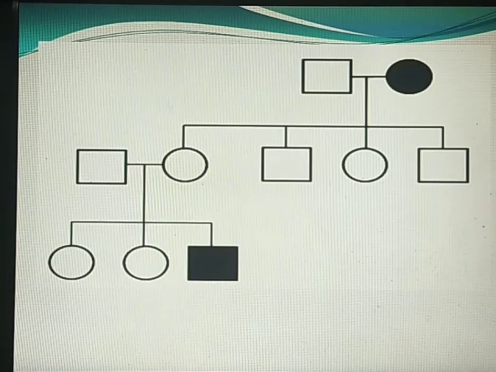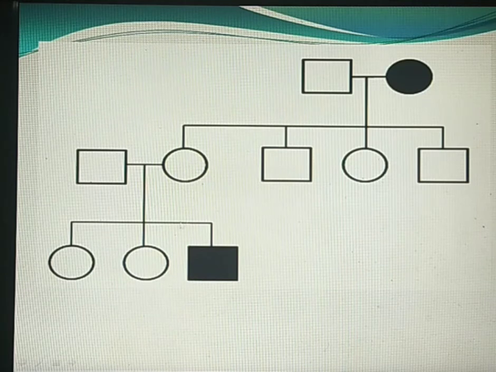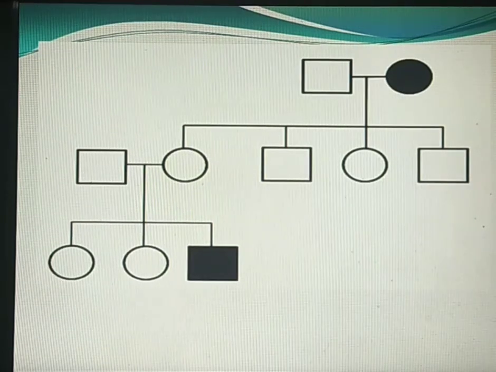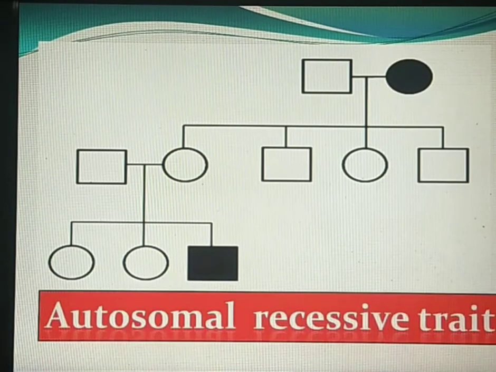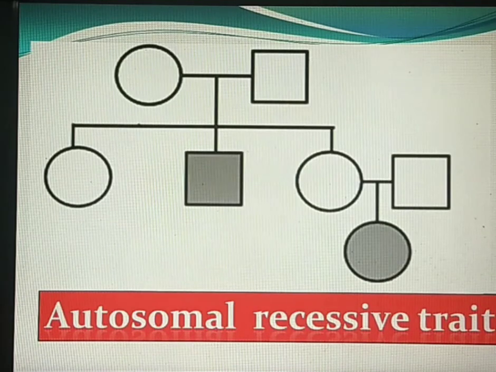Next one, as we can see from this pedigree chart, a generation has been skipped here, right? That is the first clue. The second clue, we can see that normal parents have affected offspring. And there is equal frequency of males and females having the trait. So this is an autosomal recessive trait. This is another example. Likewise, a chart will be given to us and we have to identify it based on those rules which we have discussed.